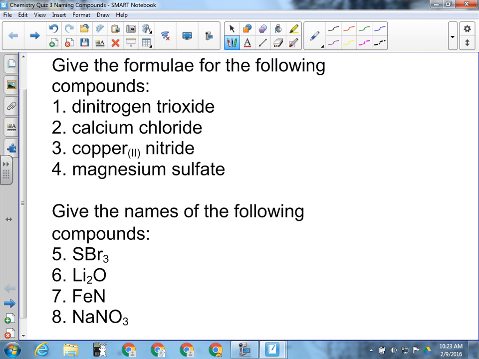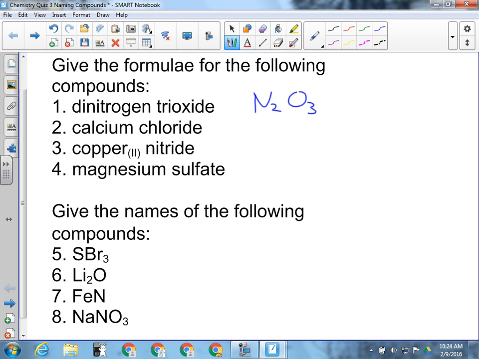Okay, so for question number 1 here, we need the formula for dinitrogen trioxide. First off, is that ionic or molecular? It's molecular, that's why it's got prefixes in it. Okay, so there are 2 nitrogens and there are 3 oxygens. So they need to have N2O3. Okay, they got that, they get the mark.